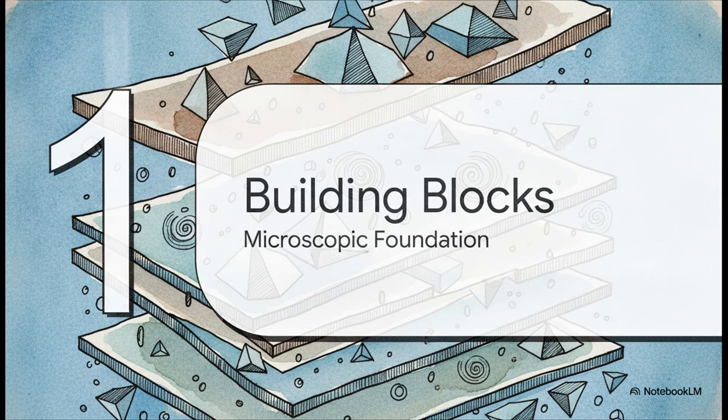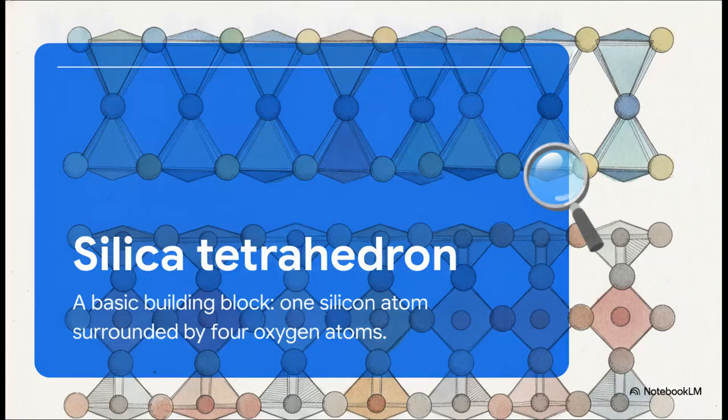Section 1. The Microscopic Foundation. Let's dive right into this and establish the fundamental geometric shapes that build all secondary silicate minerals. To understand clay, we really have to zoom way in. The foundation here begins with two distinct units.